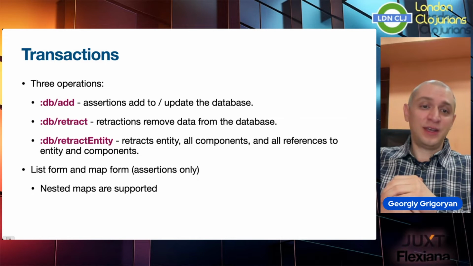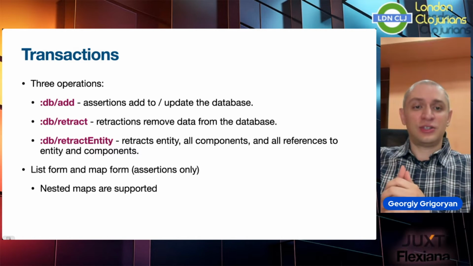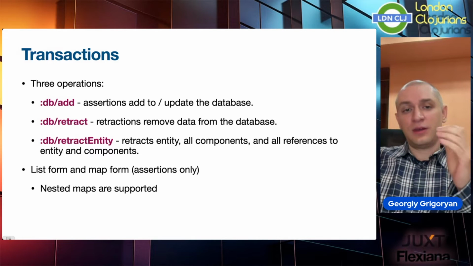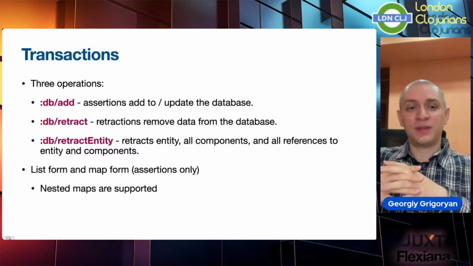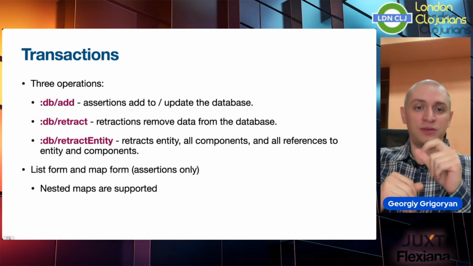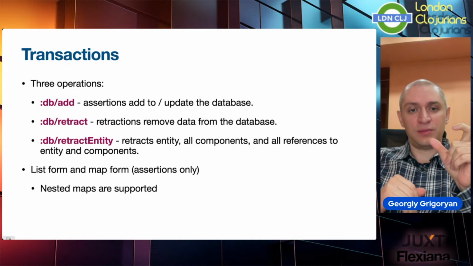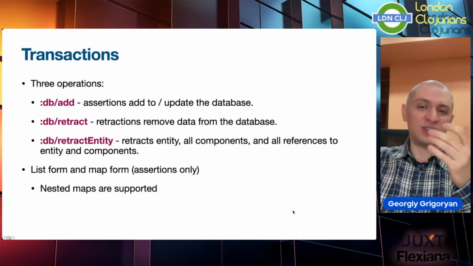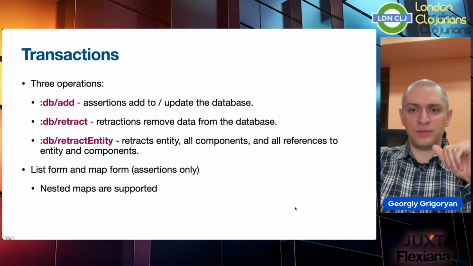And transaction data, again, just like DataScript, can be in list form or map form. Map form is for assertions only. And as mentioned earlier, nested maps are supported. So if you have some other map under a DB reference value type attribute, it'll be interpreted as a separate entity. And that's just really convenient when you're bringing data in and transacting it.